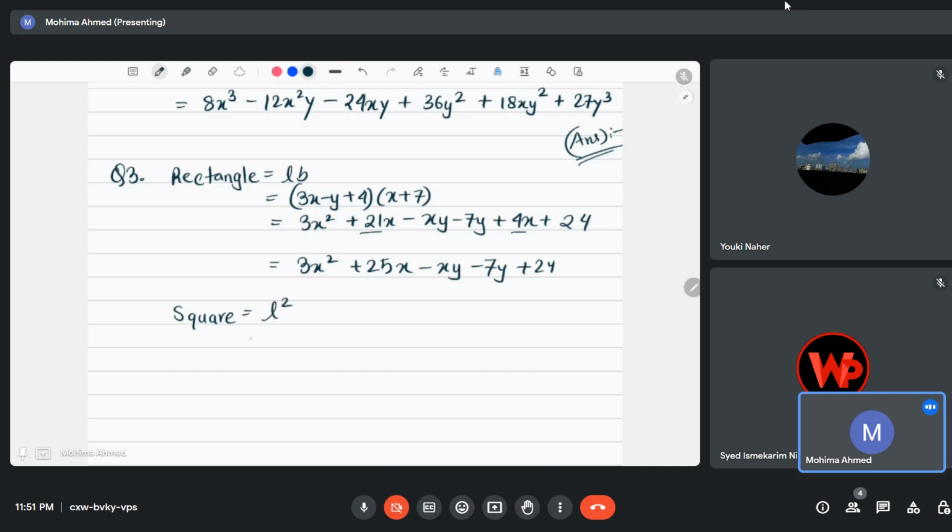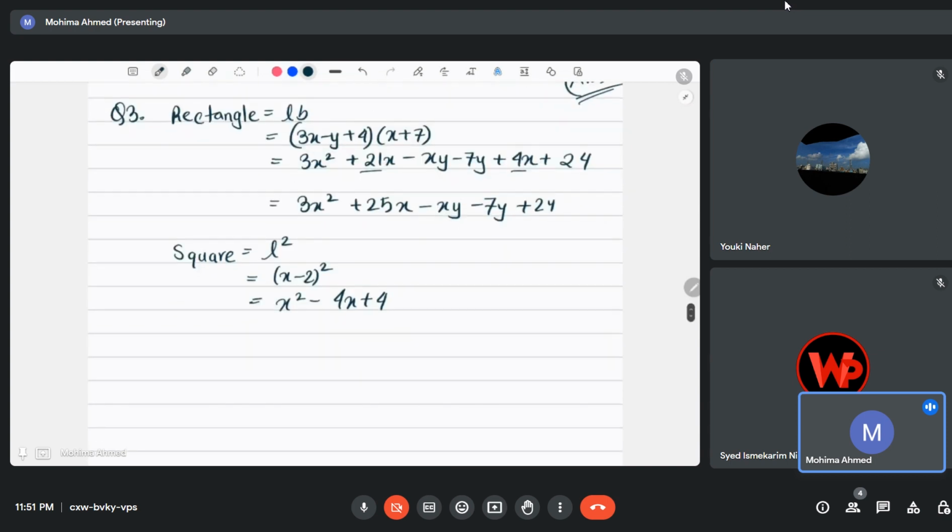It would be length square. The length of the square was x minus 2. So we have x minus 2 whole square. And if you follow the formula, you're supposed to get x squared minus 4x plus 4. Since we have removed the square from the rectangle, the total area of the rectangle will be subtracted with the value of the square, right?